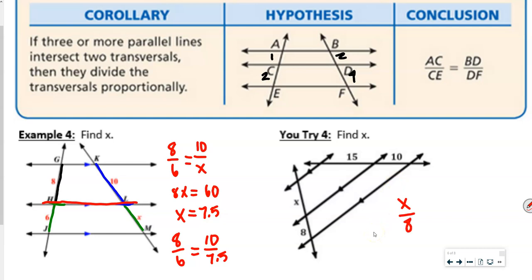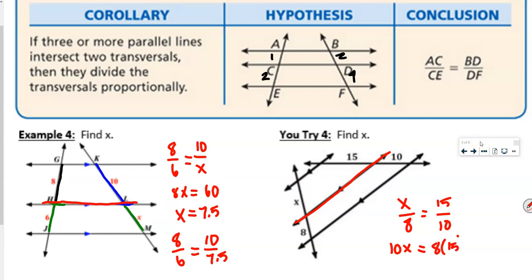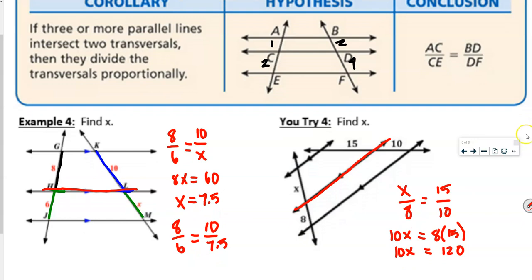X over 8. There's our dividing line. Equals 15 over 10. 10x equals 8 times 15. Don't know that one off the top of my head. So 8 times 15 is 120. So 10x equals 120. So that means x is equal to 12. So once again, is 12 over 8 equal to 15 over 10? Double check that in your calculator, okay?